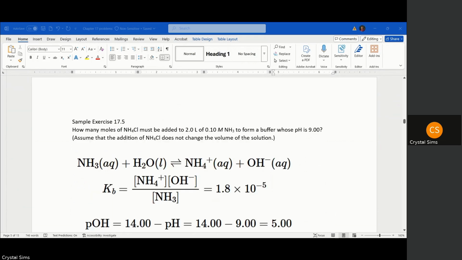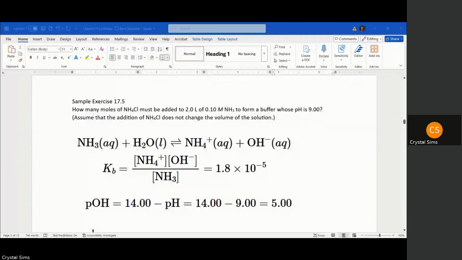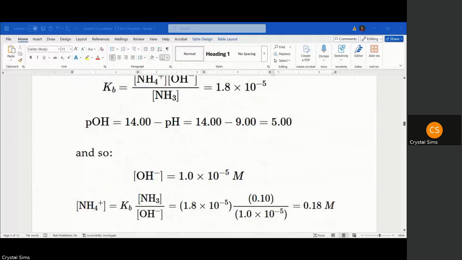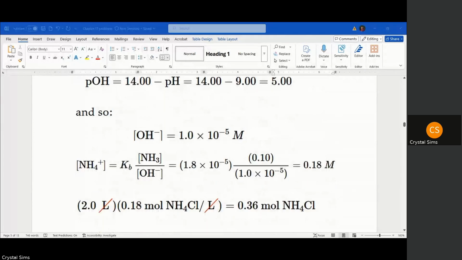They didn't ask that. They said how many moles must be added. Remember, molar means moles per liter. So we have 0.18 moles per liter. We have a 2-liter solution. So we have to multiply. And so we need to add 0.36 moles of ammonium chloride in order to have a pH of 9.00.